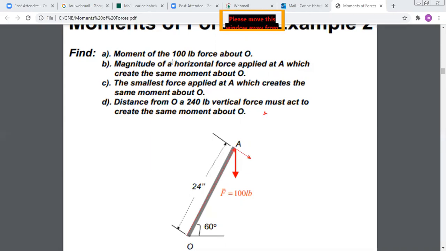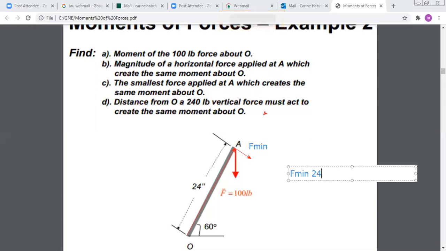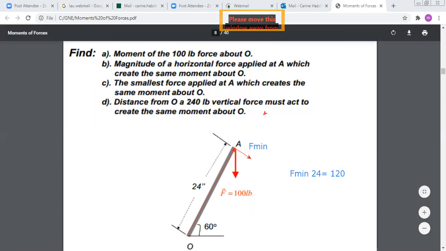And then for this minimum force, F minimum, to calculate it, I say that the moment of F minimum, F minimum times 24, is equal to the moment, which is 120. So I find that F minimum is 120 over 24. And why did I select a downward force? Because I want a clockwise moment. So F minimum should be downward to produce a moment in the clockwise direction.